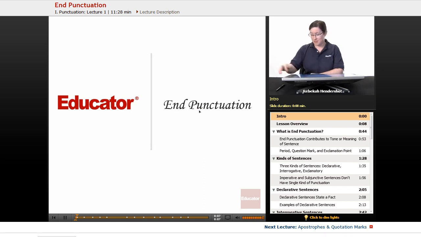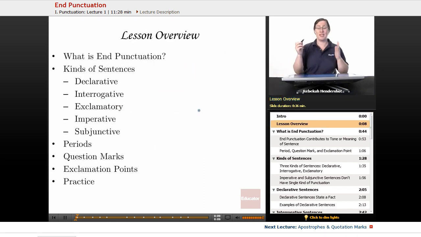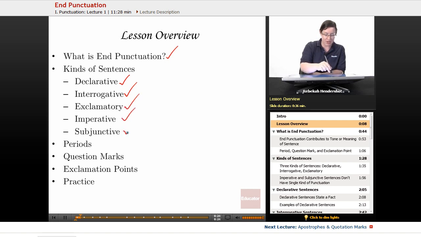Let's get started. Alright, we're going to look at the question of what end punctuation actually is. It pretty much only boils down to about three options. We're going to look at the kinds of sentences which require different kinds of punctuation. So we're going to look at declarative sentences, interrogative, exclamatory, imperative, and subjunctive. They all take different punctuation.